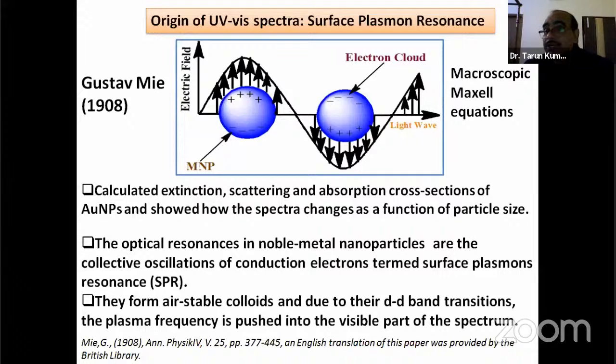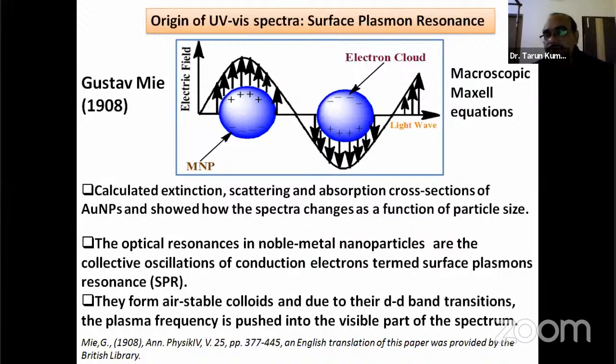But in the case of nanomaterials, that is not the electronic transition, yet we are still getting the UV-vis spectrum. That is due to the surface plasmon resonance. To understand it, in this picture you can find two spheres. It is just a nanoparticle, but you can think of it as an atom. If it is an atom, it will have the nuclear part and the electronic part.